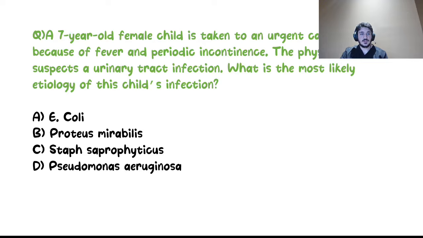Here we have another question. A 7-year-old female is taken to the urgent care clinic with fever and periodic incontinence. So the pediatrician suspects a urinary tract infection. What is the most likely etiology of this child's infection? So, what's the most likely etiology of a UTI? Always the answer is what? E. coli.